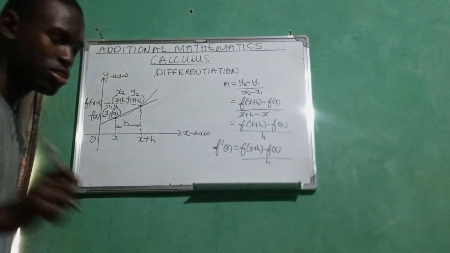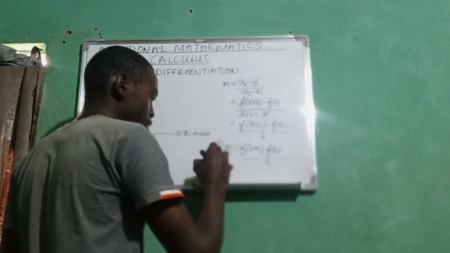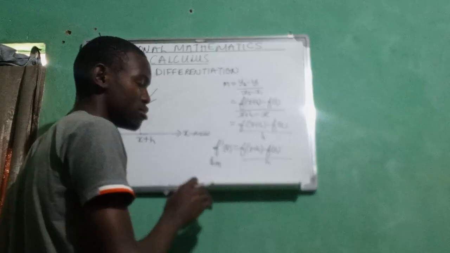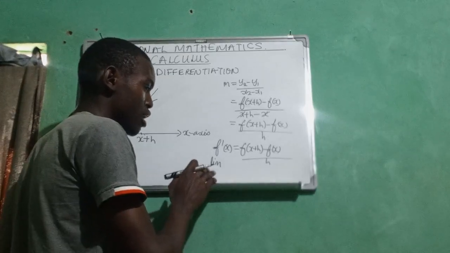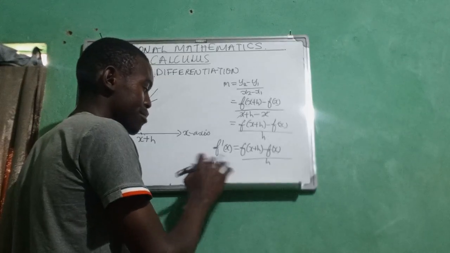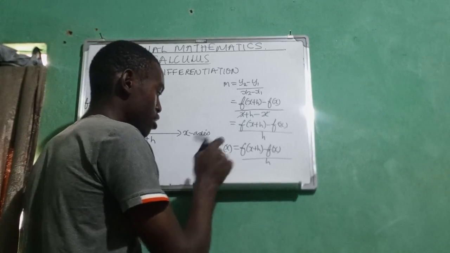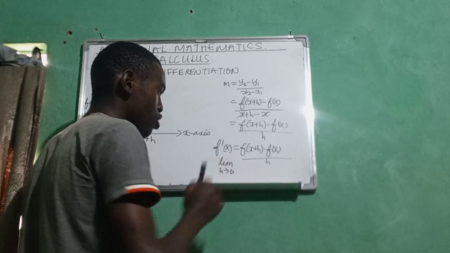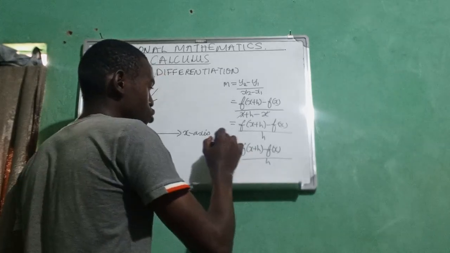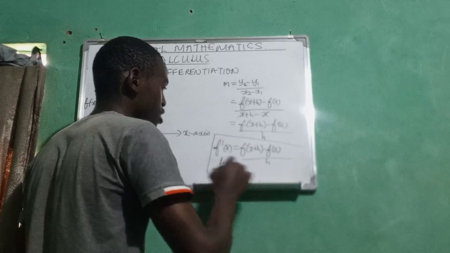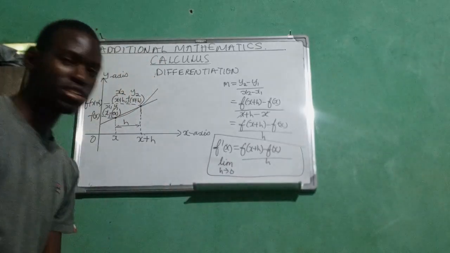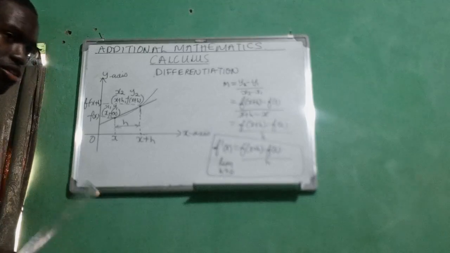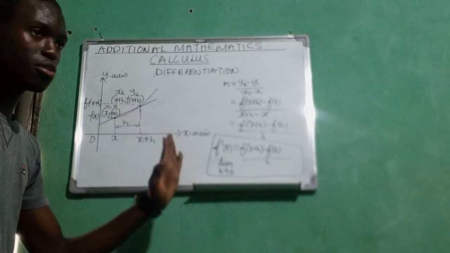And one thing to note is the limit. We always take the limit. When we say the word limit, we just abbreviate it as lim. Let me write it here. The limit as h approaches 0. In additional mathematics, you are required to just know this. So this is called the gradient function from the first principle.